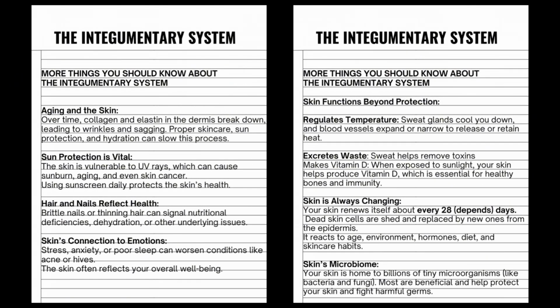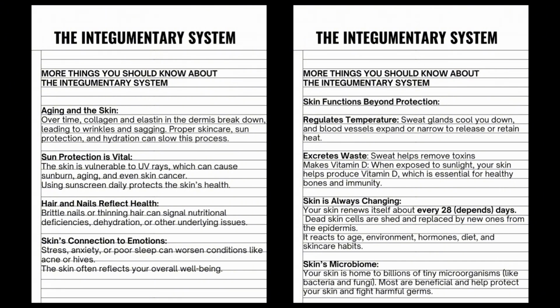This is some more things you should know about the integumentary system. Over time, collagen and elastin in the dermis break down, leading to wrinkles and sagging. Proper skincare, sun protection, and hydration can slow this process. Sun protection is vital. The skin is vulnerable to UV rays, which can cause sunburn, aging, and even skin cancer. Using sunscreen daily protects the skin's health.